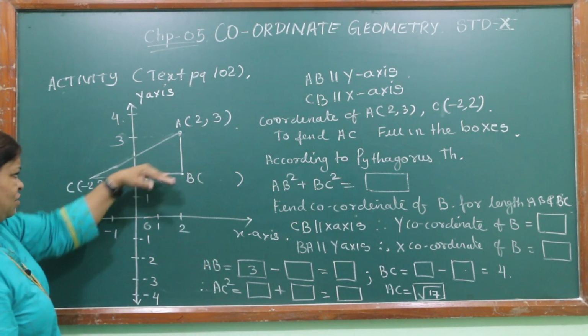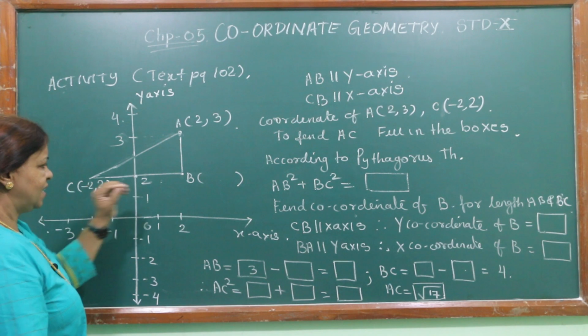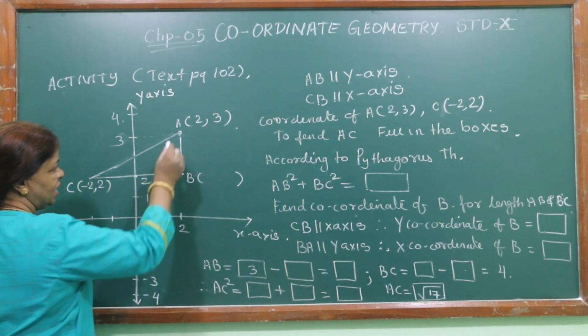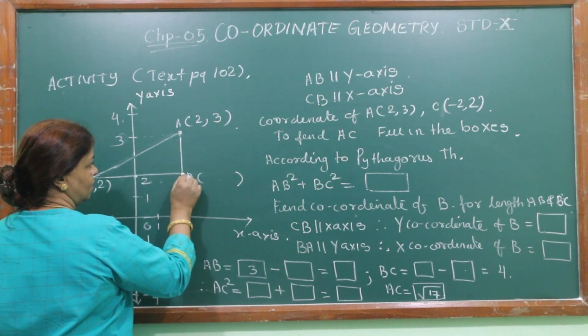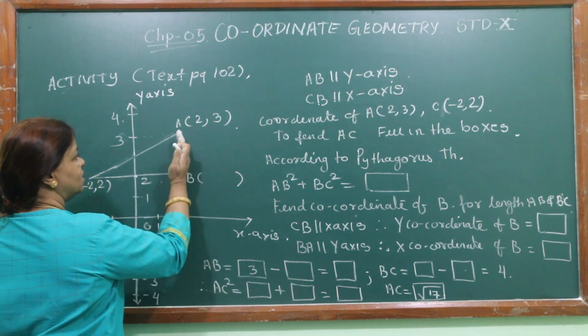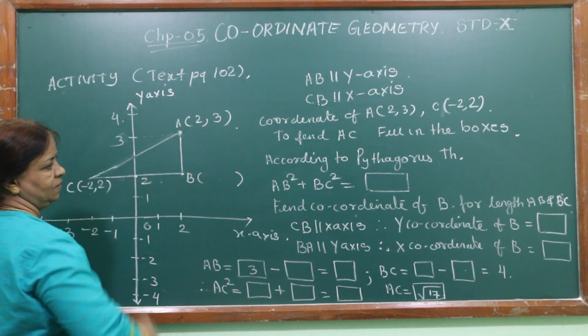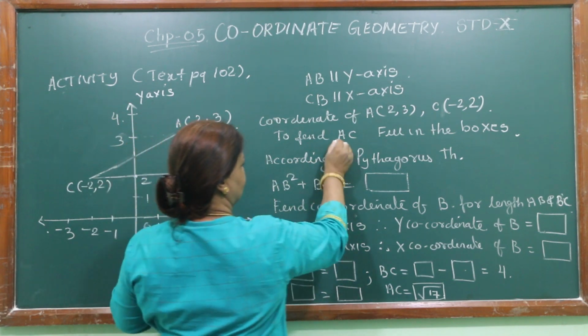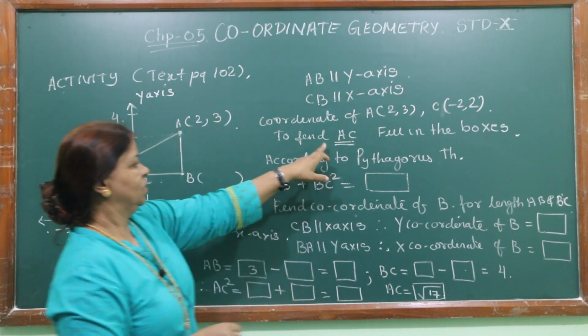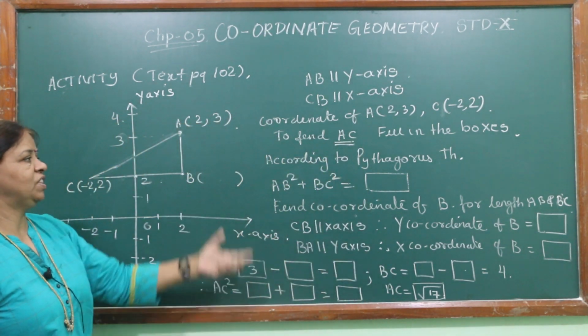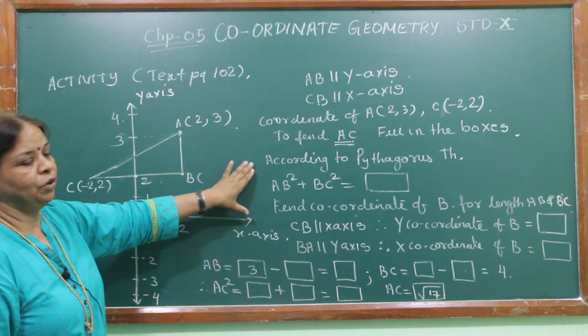So first of all, when you look at the figure, children, let us have a discussion. See, point A, B, line AB is parallel to y-axis. We need to find AC, children. See here, it is already mentioned. Okay, and we need to fill this box with the help of the points which are given.